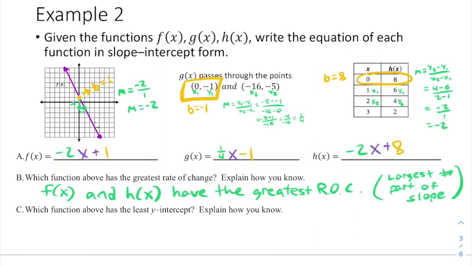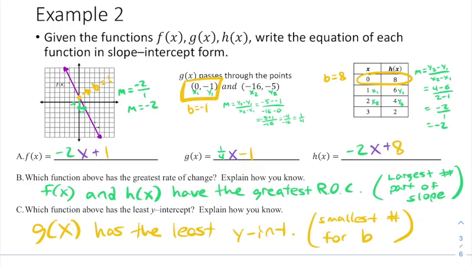So I'm going to focus on the constant part of each of these functions. Negative 1 is the smallest of those 3 numbers. So g of x has the least y-intercept because it has the smallest b value for all the equations.